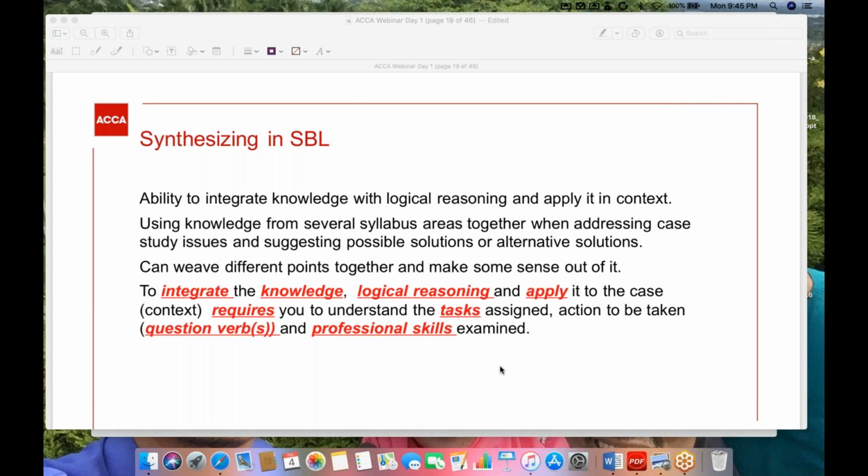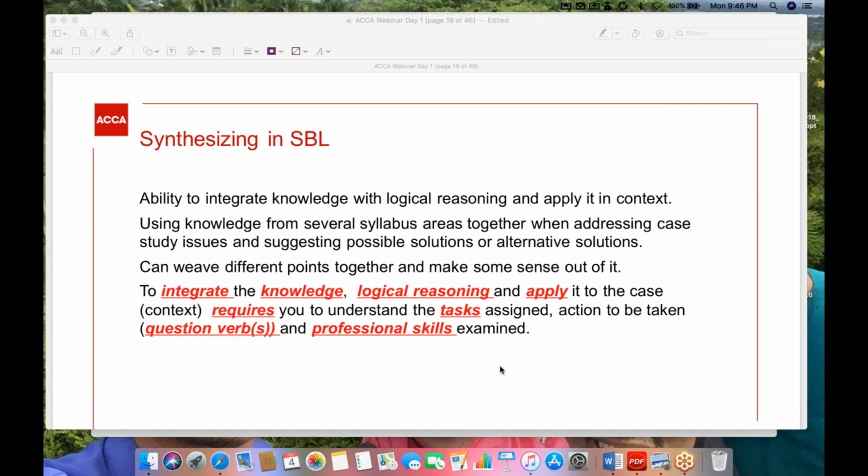So you should be able to use the technical knowledge from several syllabus areas. That's why I say you need to learn how to integrate those areas. Using several syllabus areas together when you are addressing the case study issues, you may need to suggest possible solutions or alternative solutions that are related to that particular case study.